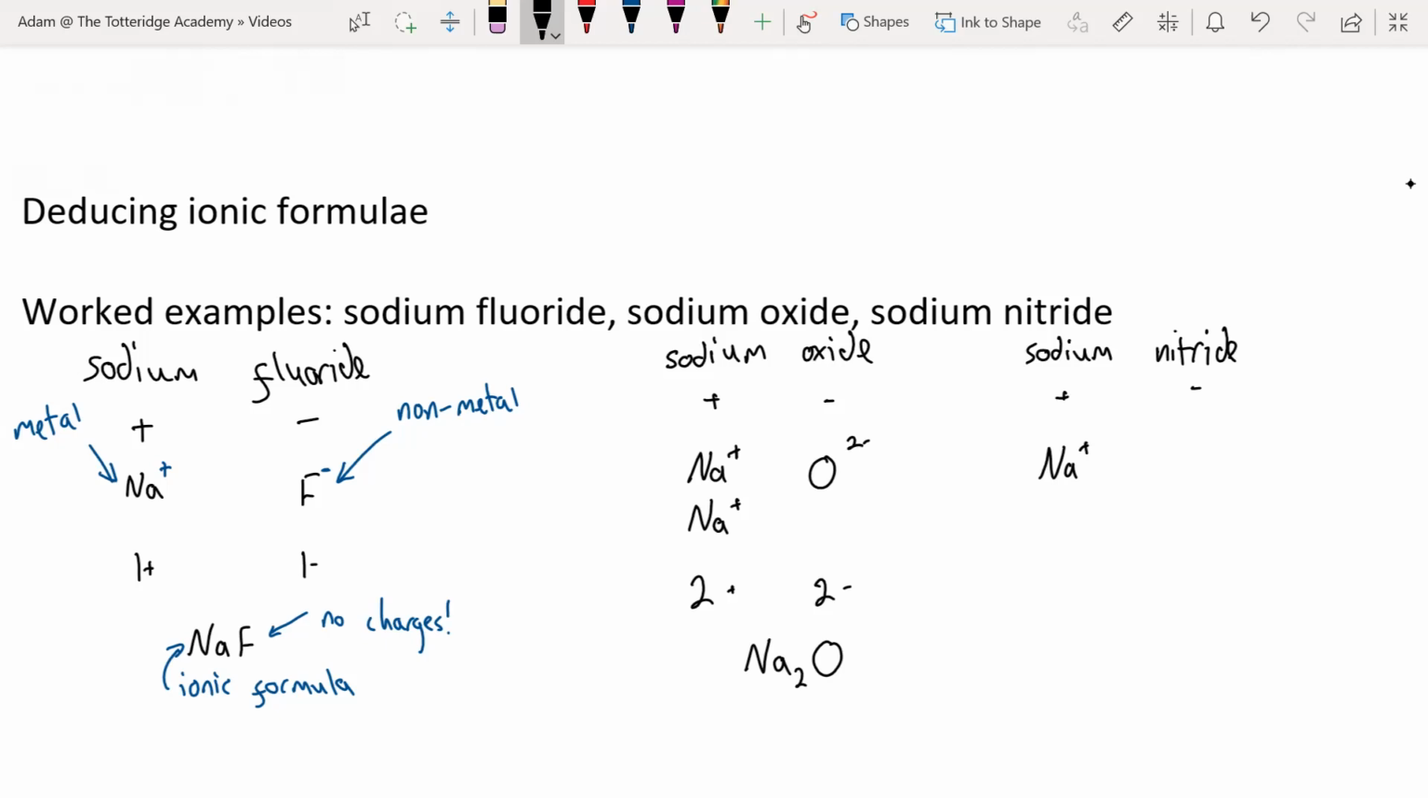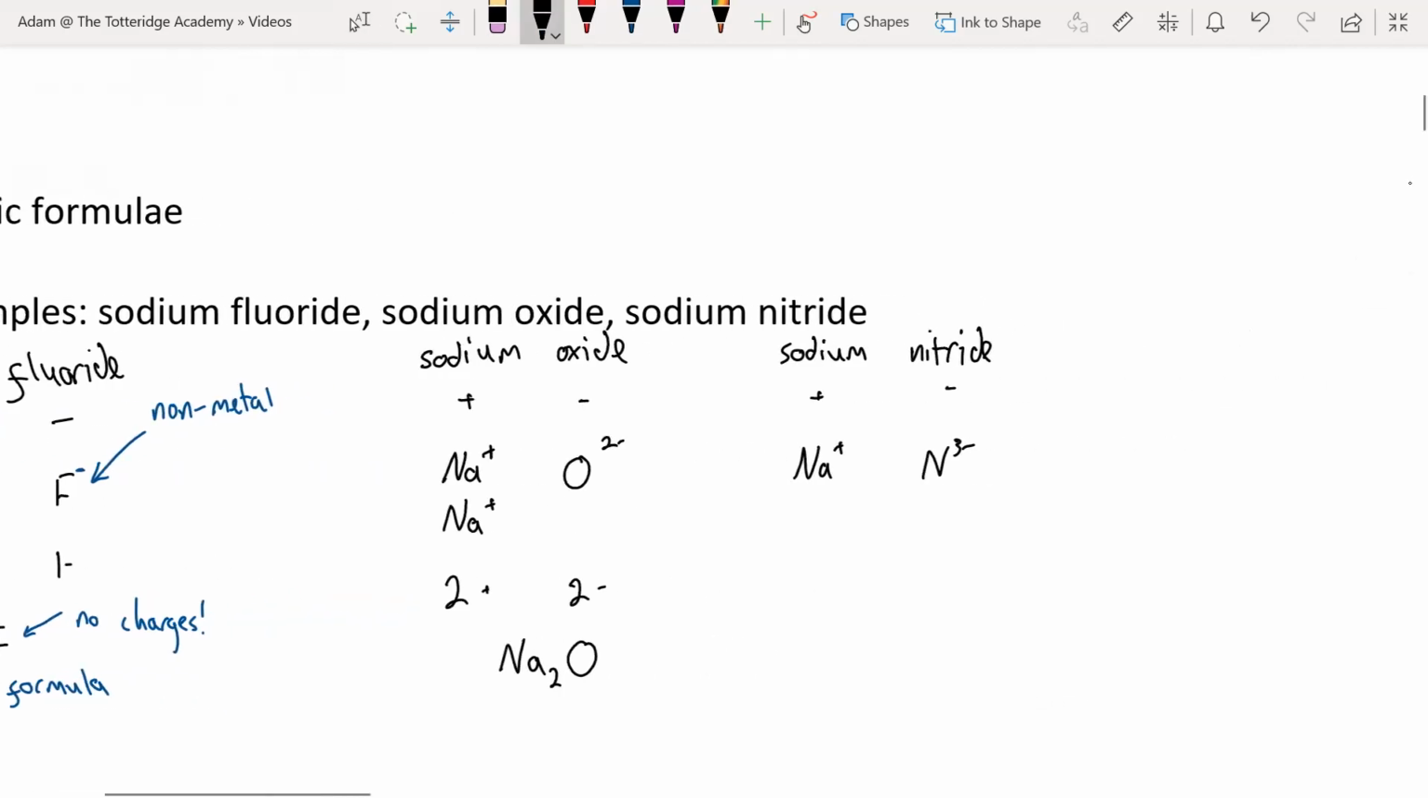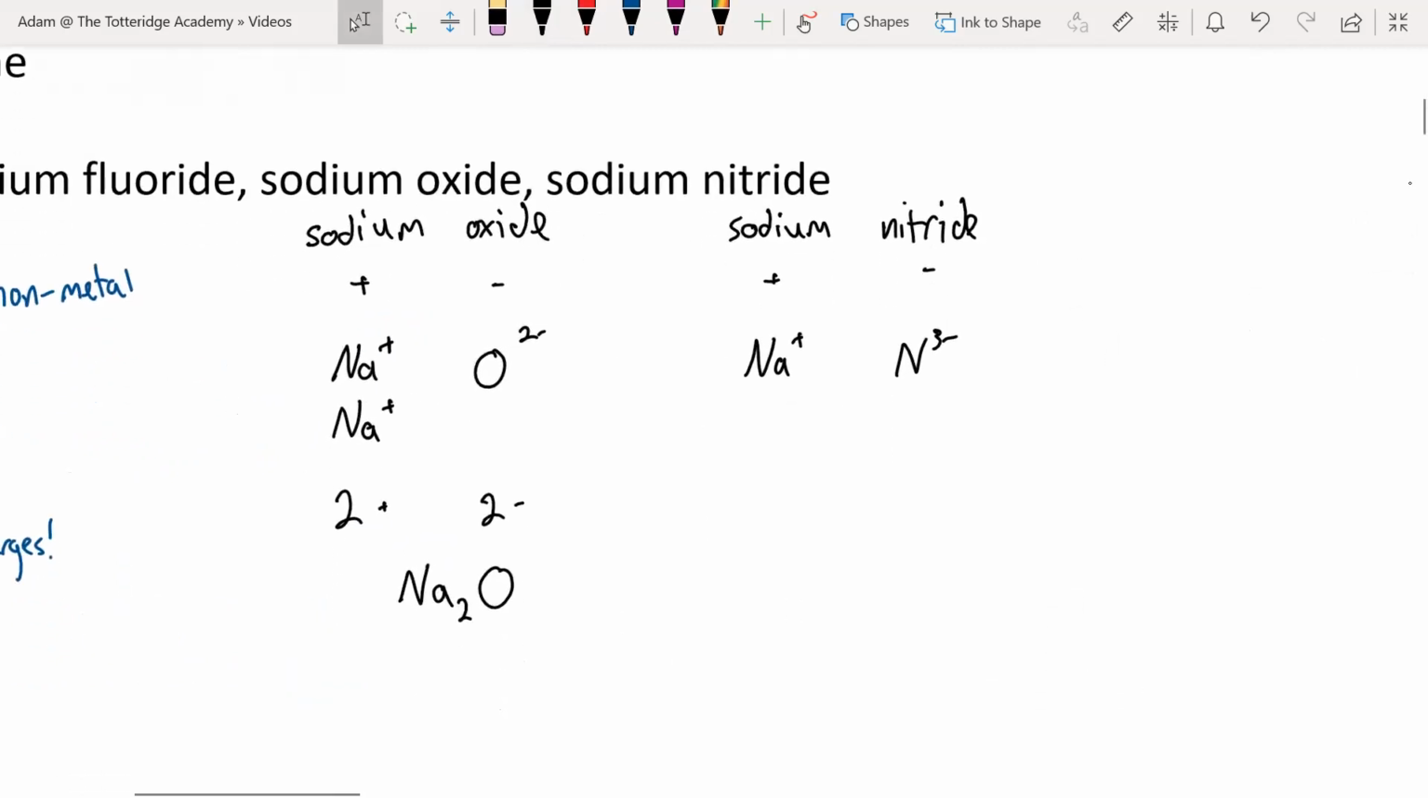Call out your answer on 3. What charge does nitrogen have when it's an ion? 1, 2, 3. I'm hoping you said 3 minus. N3 minus. You see, it's in group 5, which means it's got 5 electrons in the outer shell. It needs to gain 3, which gives it 3 negatives.